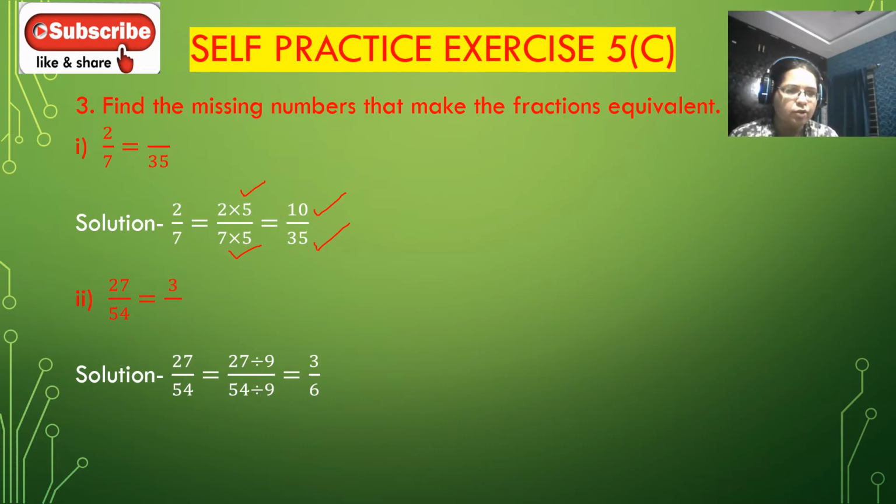Now second one, 27 divided by 54 equal to 3 divided by dash. We know 27 divided by 9 is 3, that is equal to the numerator of the second fraction. So we have to divide 9 in both numerator and denominator of 27 divided by 54. So 27 divided by 9 is 3 and 54 divided by 9 is 6. So 3 divided by 6 is the equivalent fraction of 27 divided by 54.